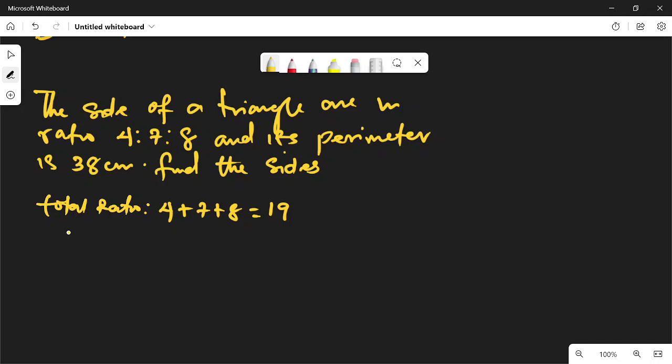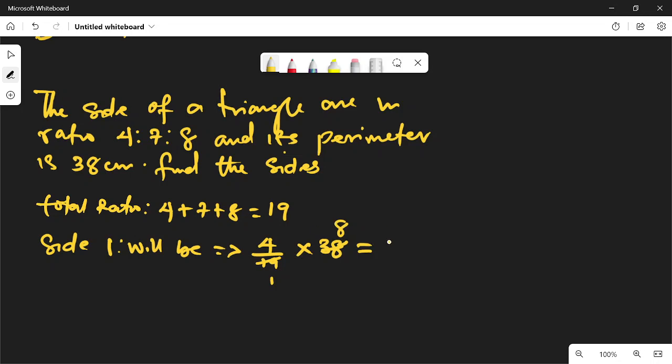Okay, so the first side, that is side 1, that will be 4/19 multiplied by 38, because the perimeter is given as 38. That's the total, and this will just equal 19 into 38 is 2, so 4 times 2, that will give us 8 centimeters.